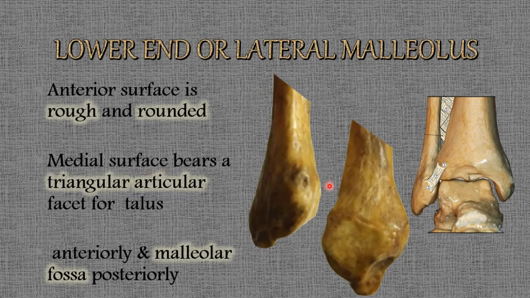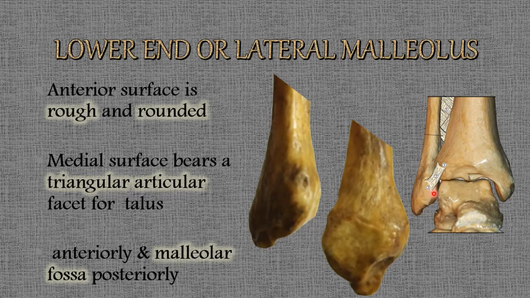Medial surface bears two important features. This is the medial surface, which possesses two important parts. One is the articulating facet, the other is the fossa. Anteriorly, it possesses the triangular articulating facet. As you can see, this is the triangular articulating facet which faces anteriorly, and this is the malleolar fossa posteriorly.